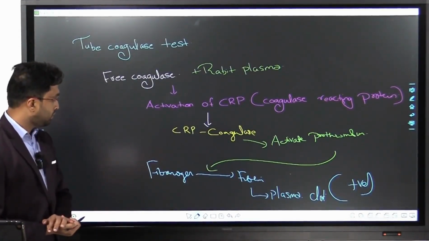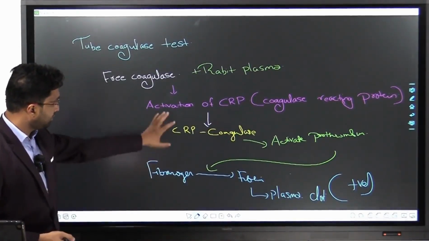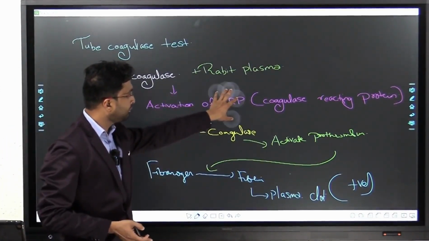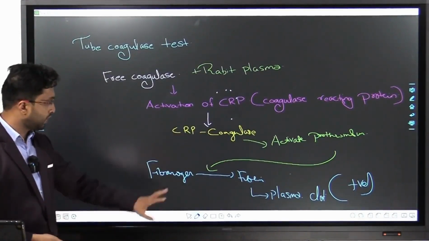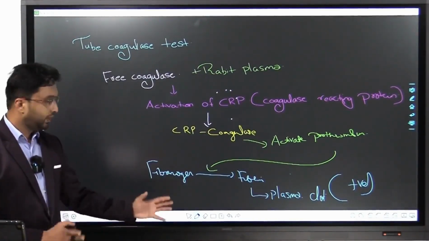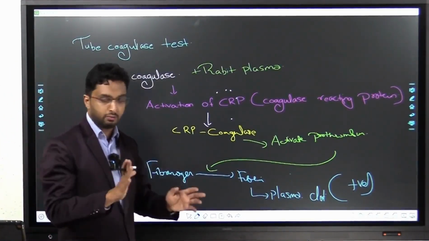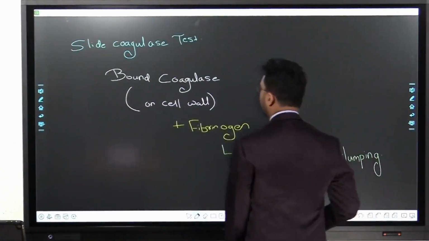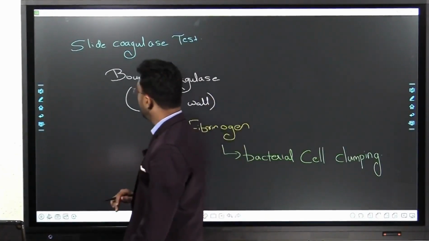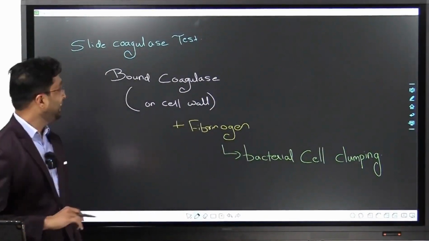So here note that there is the involvement of CRP, and you get a plasma clot. Basically, a positive coagulase test means nothing but plasma clot formed. Now let us see the bound coagulase. What is the difference? Or the slide coagulase test.